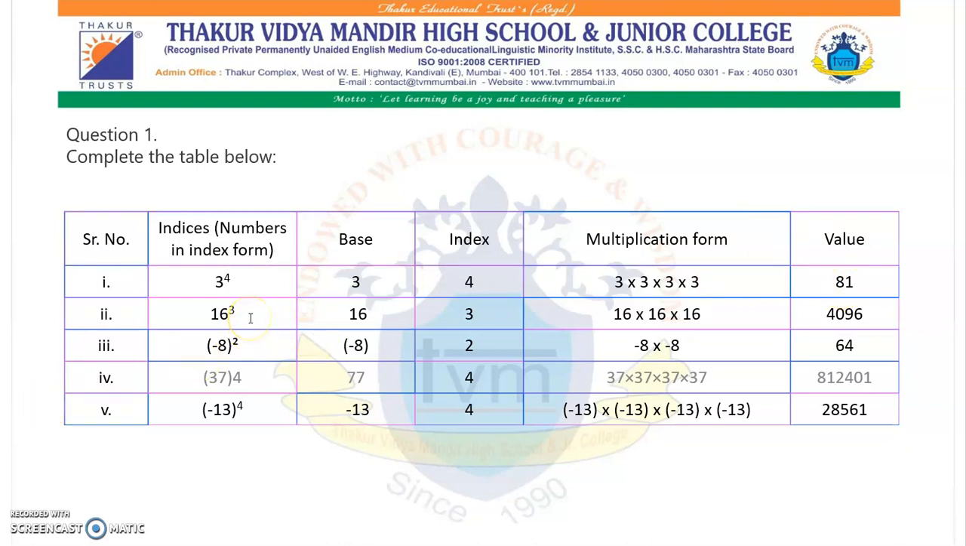Same way, you have to write 16 raised to 3 in the base form. Base is 16, index is 3. In multiplicative form, 16 into 16 into 16, value will be 4096. Minus 8 raised to 2. In this also the base is minus 8, index is 2. Minus 8 into minus 8. Answer we will get is the value 64. The same way you have to do for the other two also.